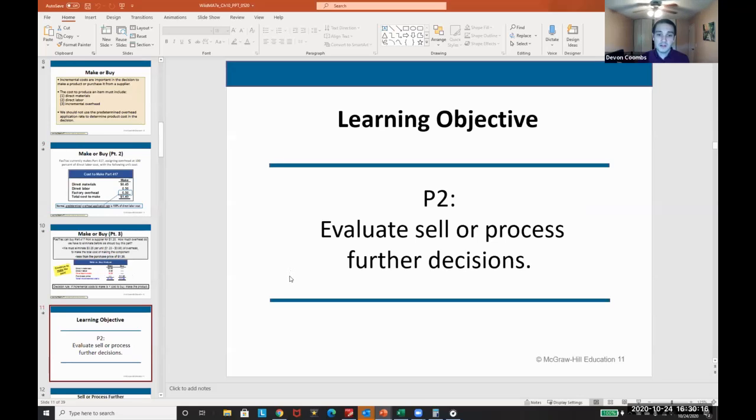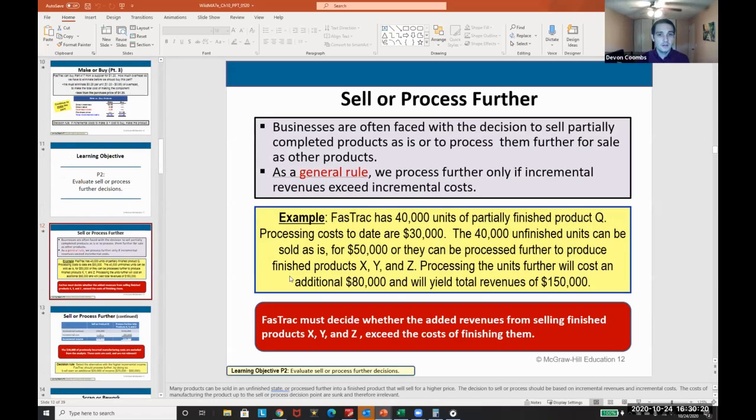So let's talk about evaluating sell or process further decisions. The idea here, I think of any food, right? We talked about apples. You can pick an apple from a tree and sell it, or you can process it to apple juice, or you can process it further into cider, like maybe a hard cider, alcoholic cider.